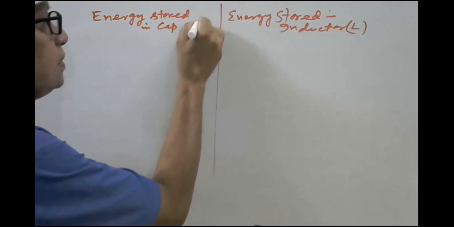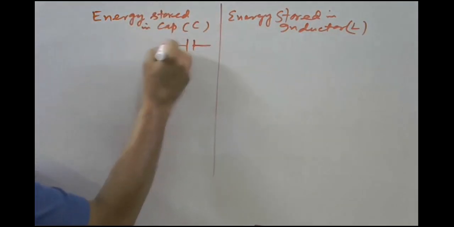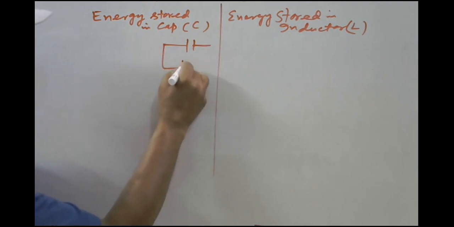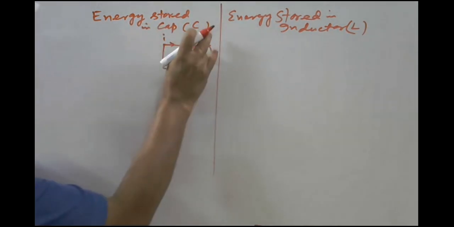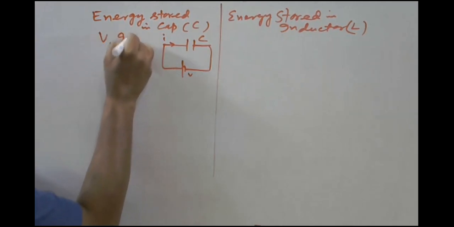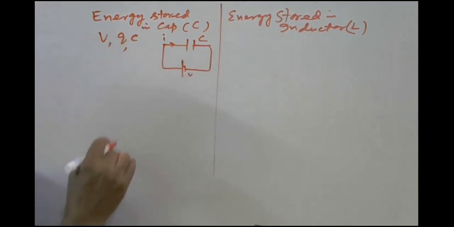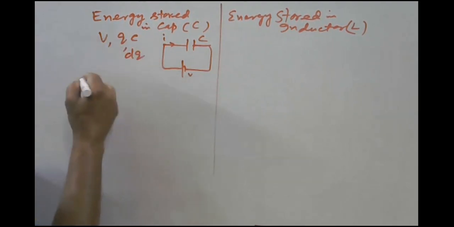L, where is C, capacitor. Suppose, I'm just repeating quickly, this is the capacitor, this is the voltage here, this is the current here. So suppose at any moment, V is the voltage, Q is the charge, C is the capacitance here. If you want to give further charge dQ, then we have to do work.